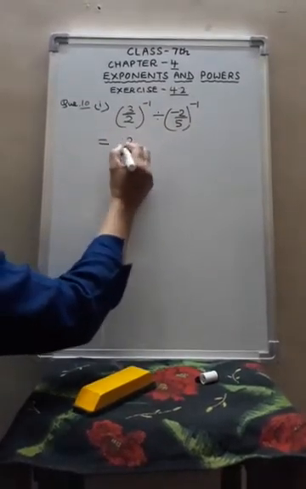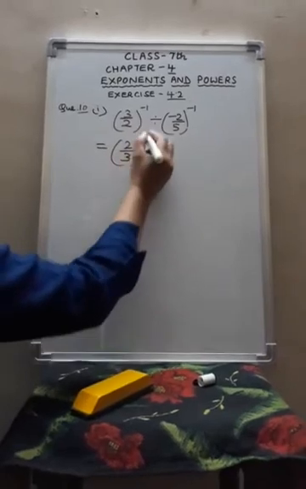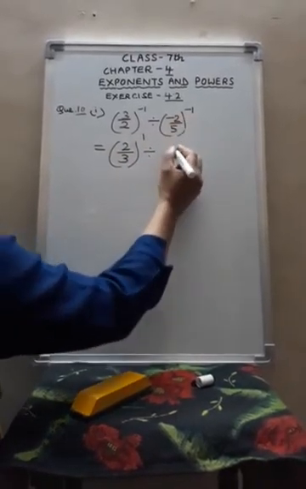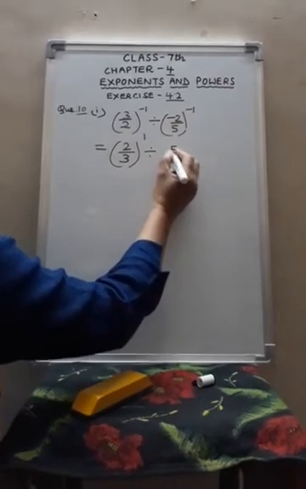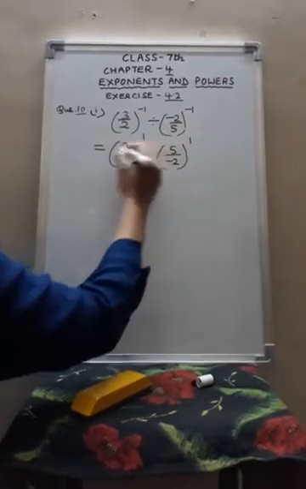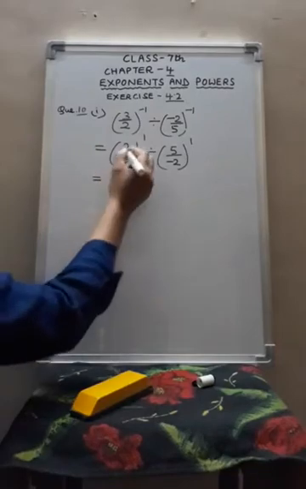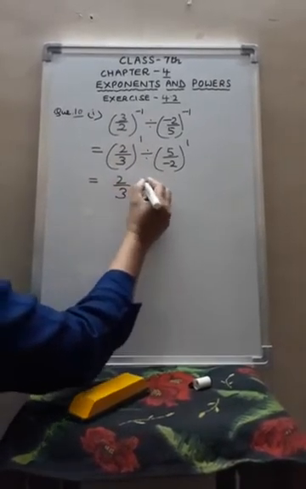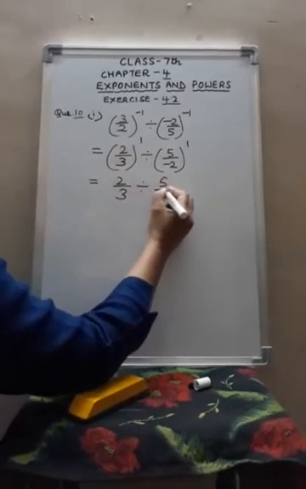That means 2 upon 3 and it will be converted into positive power. Divided by, and what is reciprocal of minus 2 upon 5? 5 upon minus 2 to the power 1. Power has become positive. Now 2 to the power 2 upon 3 to the power 1 means 2 upon 3 only, divided by 5 upon minus 2.